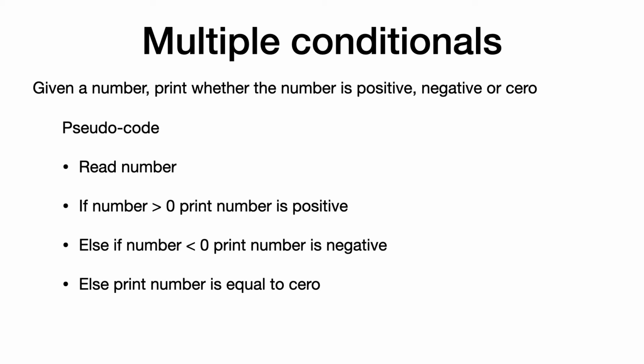And the last one is just an else. It doesn't ask for any other condition, because if the number is not greater than 0 and it is not less than 0, then it has to be 0. There is only one other choice. That's why in the last one we just write the else.